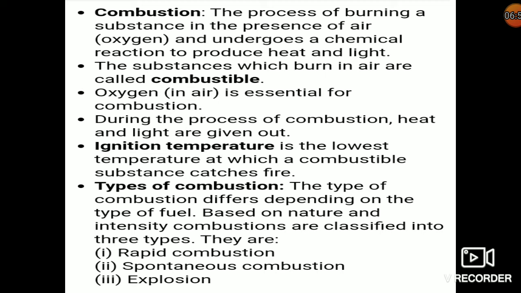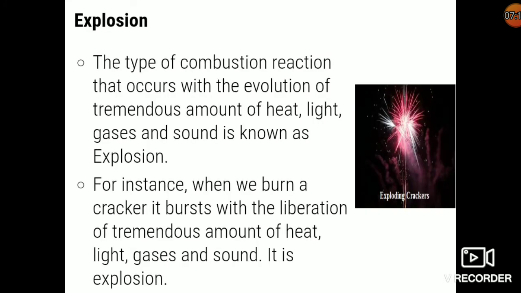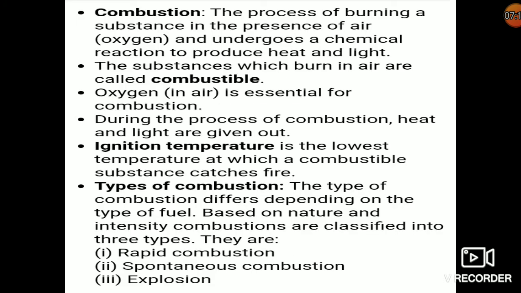Next, ignition temperature. What is ignition temperature? When you burn a matchstick, something should initiate the burning. Some temperature should be reached so that the burning starts. That temperature is called the ignition temperature. So ignition temperature is the lowest temperature at which a combustible substance catches fire. This is the definition of ignition temperature.